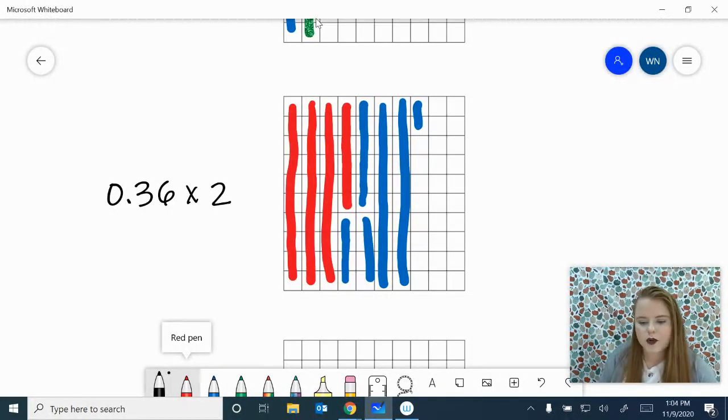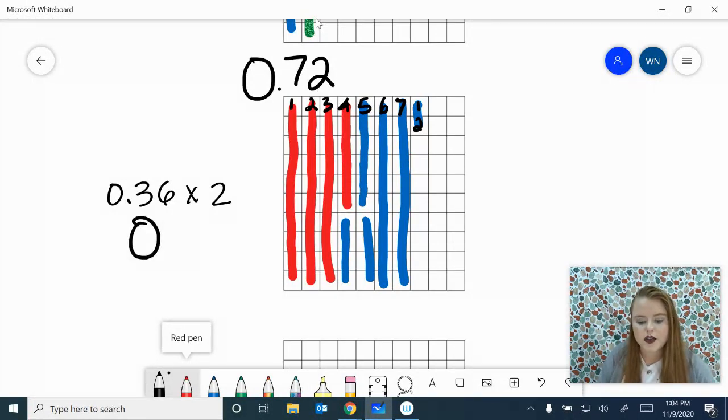So all we have to do is decide what we've got. I have 0 complete hundredths charts, so I know I don't have any whole numbers. Let's see how many completed tenths I have. And remember, the tenths are your columns. I've got 7 completed tenths and 2 boxes colored in. So that is 0 whole, 7 tenths, and 2 hundredths, or 72 hundredths. So my answer to 36 times 2 is 72 hundredths.